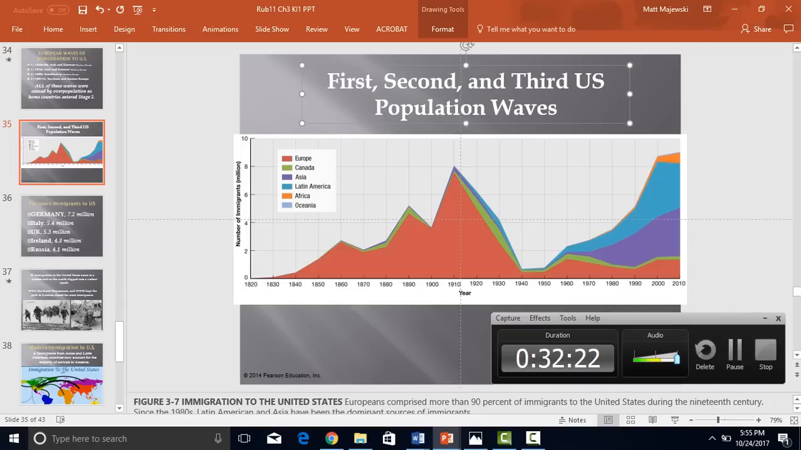Then remember, and by the way, what's attracting them to the United States? Well, we have a bunch of available jobs because we've started to industrialize. Secondly, we have a lot of available land for farmers who are interested in potentially starting over and farming in the United States.